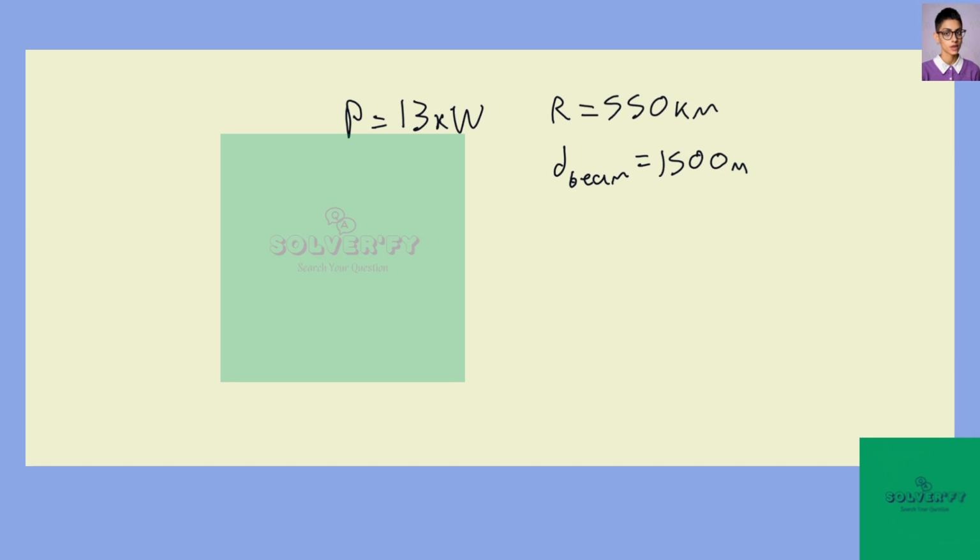Question number 42 details a scenario where a satellite is beaming microwave radiation with a given power towards the Earth's surface, and the beam strikes the Earth with a beam spread where the diameter is 1,500 meters, and we want to find the RMS electric field strength, so E_RMS, of that beam.